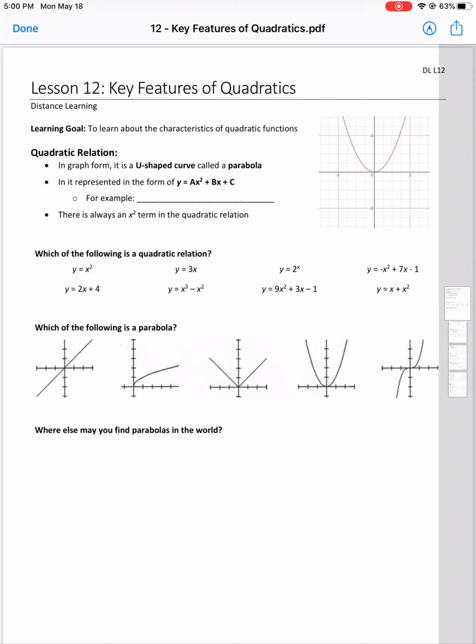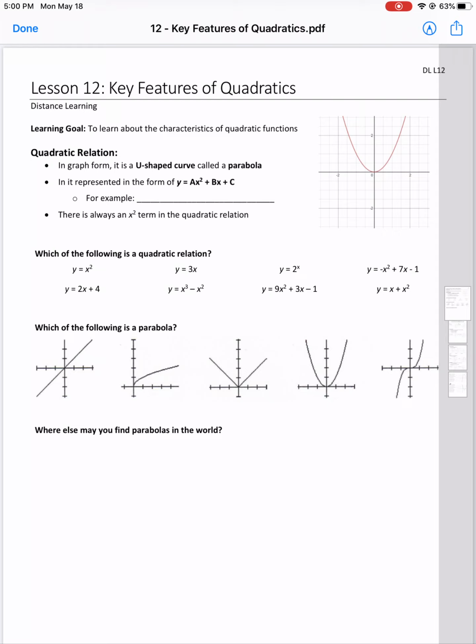Alright guys, here is your next note. So again, I'm just going to explain the characteristics or the key features of quadratics, so what each one means. And yeah, I think when this stuff comes into word problems, it's going to make a lot more sense. But anyways, let's just get through it.